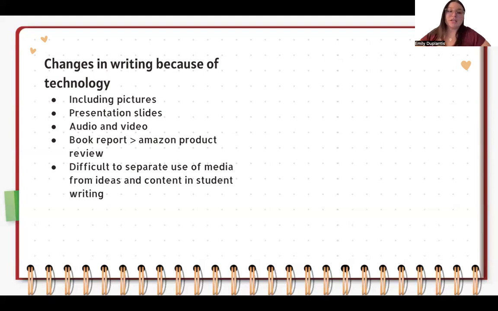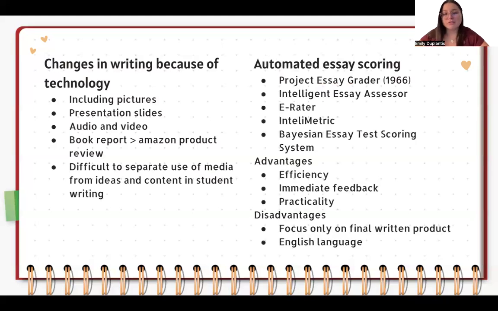Students could include pictures or images with their written responses. We make a lot of presentation slides, which are fun and include audio and video clips. Book reports can turn into Amazon product reviews. Like, that's so cool to me. I think that's so integrated into our new technologically based society. It makes learning relevant for them. But it is difficult to separate the use of media from the actual students' ideas and content that they know, which could be the drawback to some of that more fun stuff.